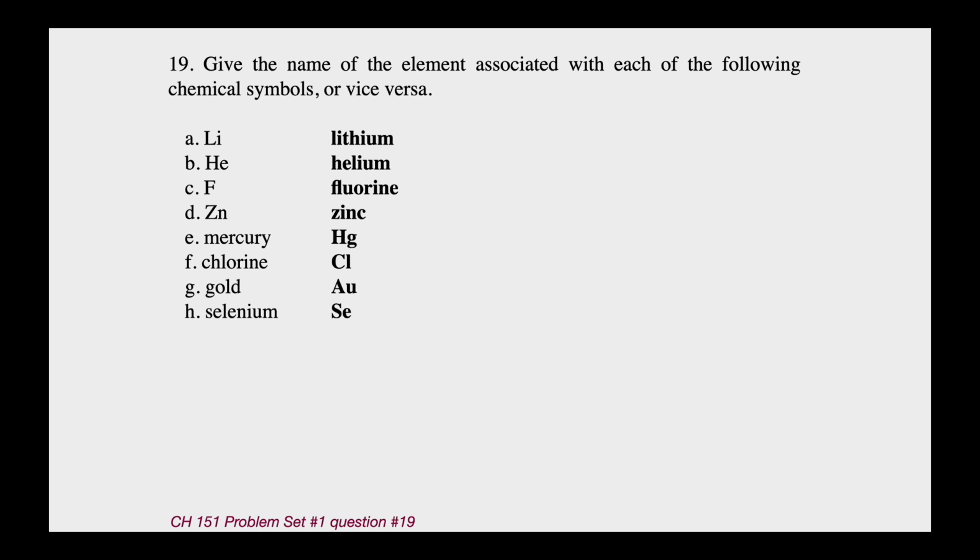You'll never have to memorize the periodic table for me. You can always look it up on a periodic table. However, if you become familiar with where something like sodium is on the periodic table, it does make your life easier.